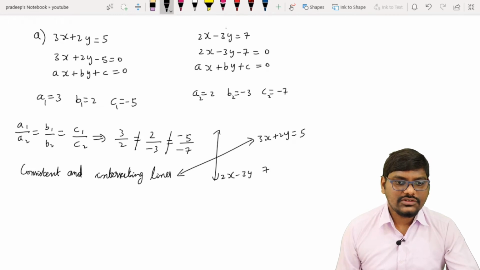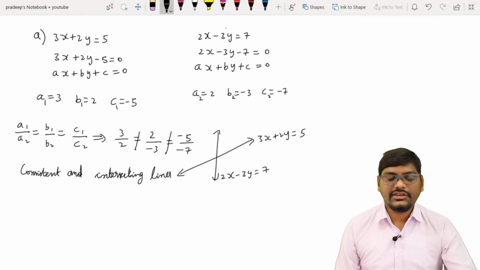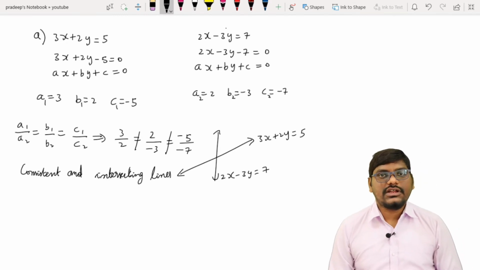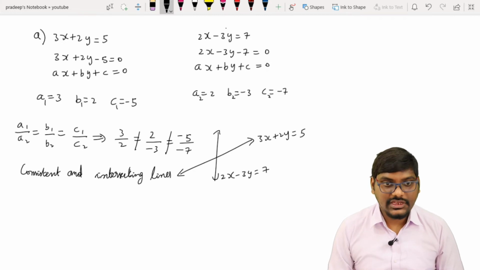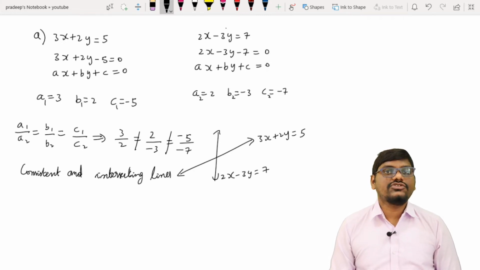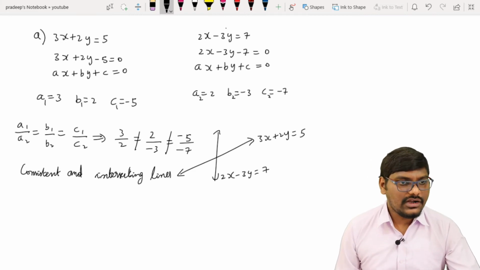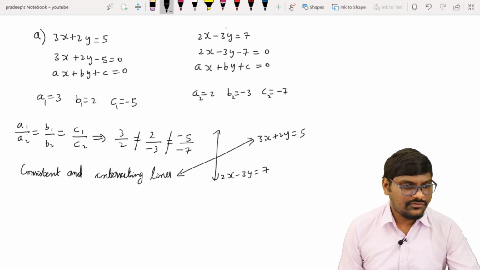So now we understood that the given equations are intersecting lines, but we still have to show the given equations in a graph, because as per the question, they are asking us to show them in a graph. So let's go forward and see how we can show them in the graph.